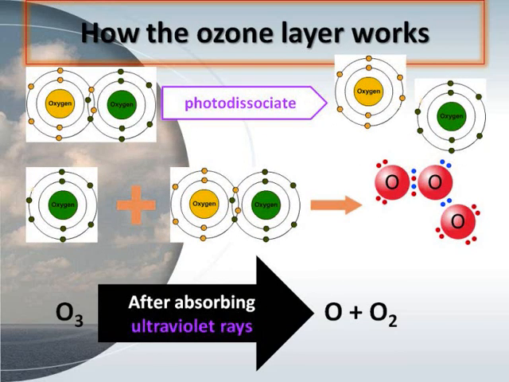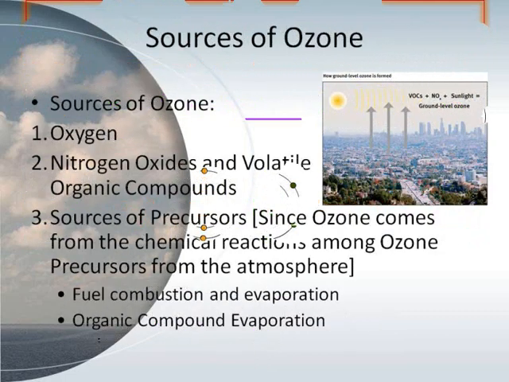Oxygen molecules will photodissociate into oxygen atoms when exposed to ultraviolet radiation. These oxygen atoms will combine with oxygen molecules to form an ozone molecule. The ozone molecule will absorb ultraviolet rays and split back into the oxygen atom and oxygen molecule, forming an ozone-oxygen cycle. Ozone can be formed from oxygen, nitrogen oxides, and other sources of precursors.